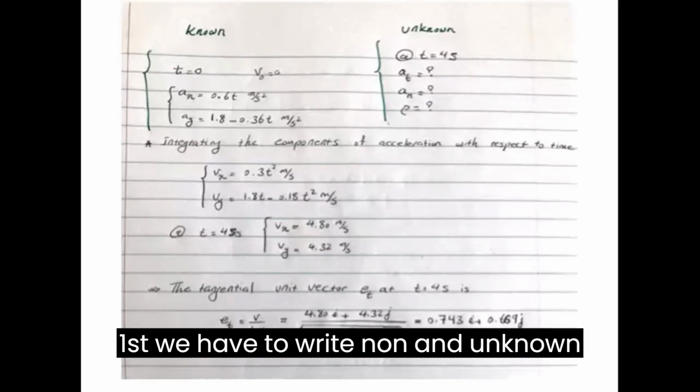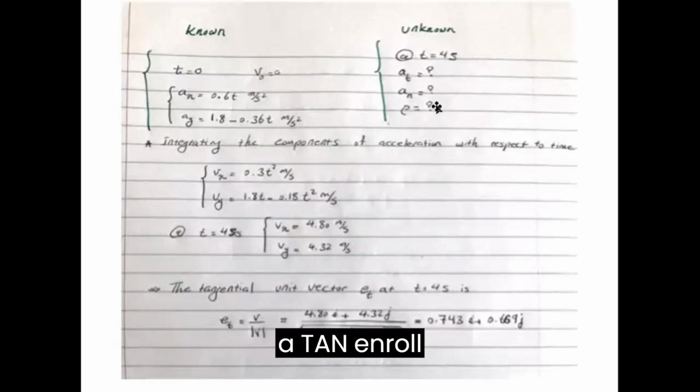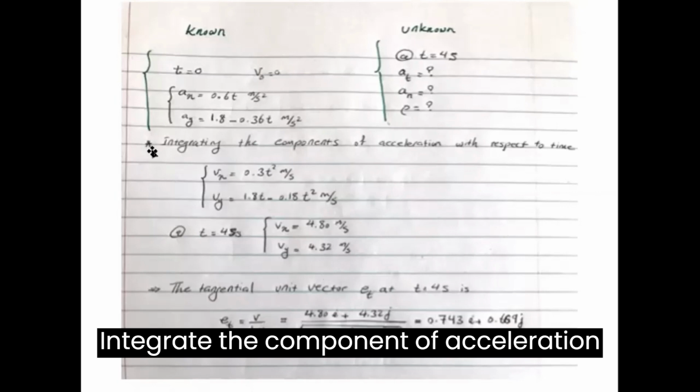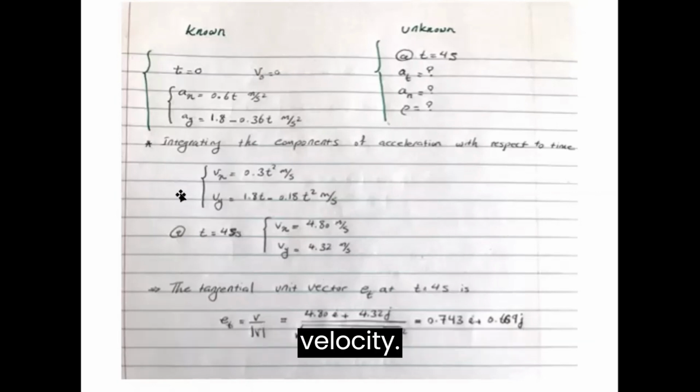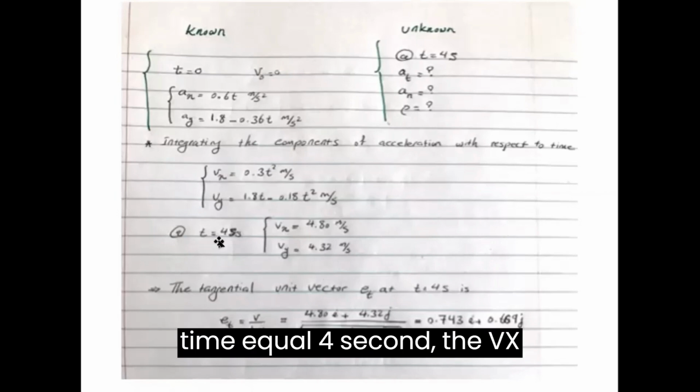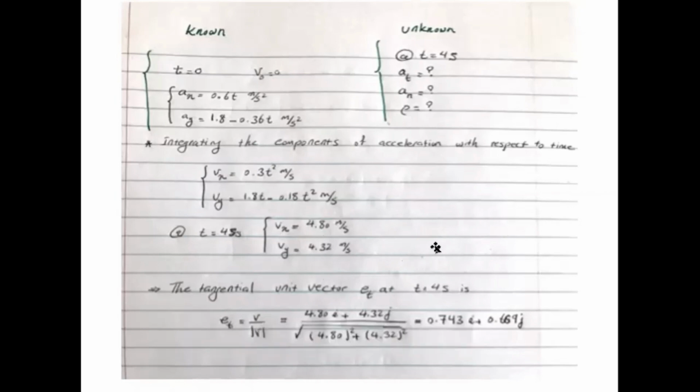First, we have to write the known and unknown of the problem. As we can see, we have to find a_t, a_n, and rho at time 4 seconds. Okay, integrate the components of acceleration with respect to time and we find the velocities v_x and v_y. At time equals 4 seconds, v_x equals 4.80 and v_y equals 4.32 meters per second.